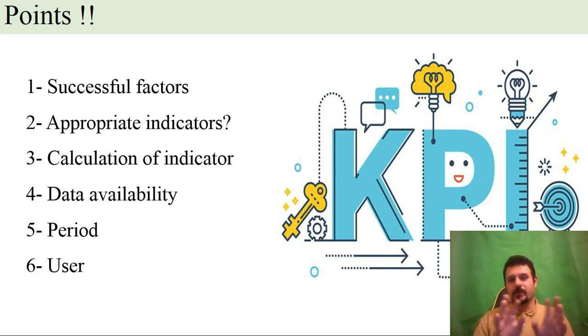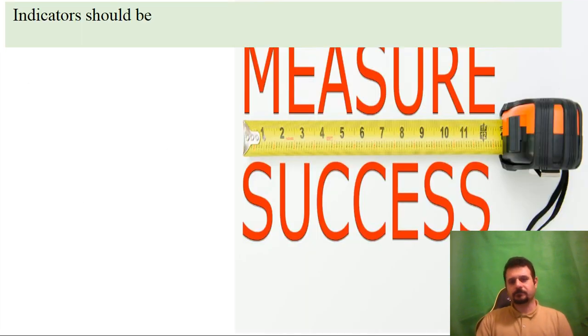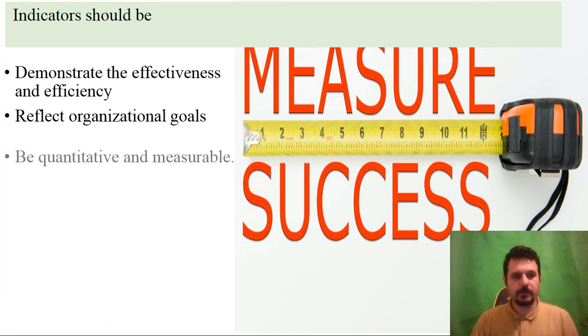So when we want to design a KPI, we should consider this point. We should focus on successful factors, not whole processes. Appropriate indicator, formulation and calculation of indicator, data availability, period of time, and user of this KPI. But what are the attributes of a KPI? Let's talk about that.